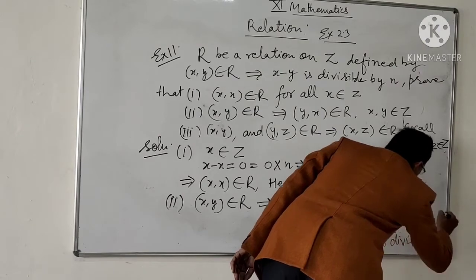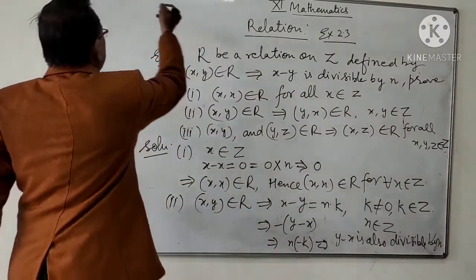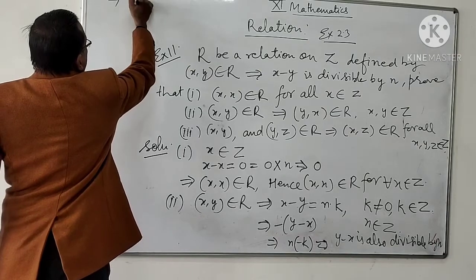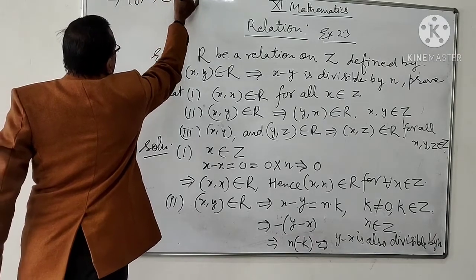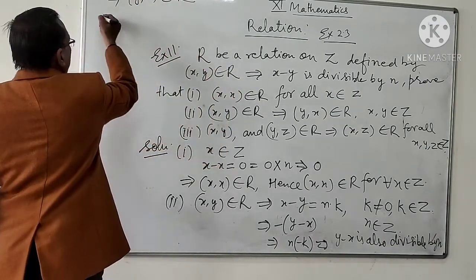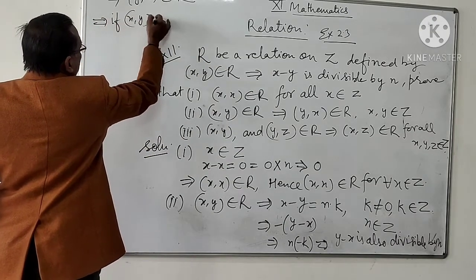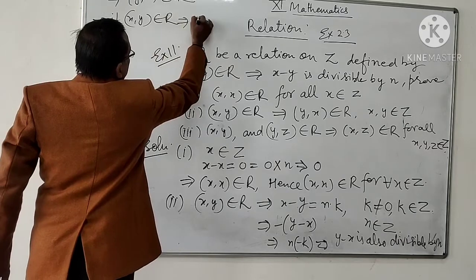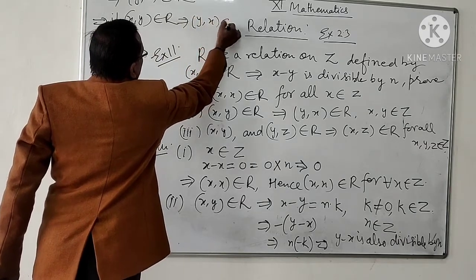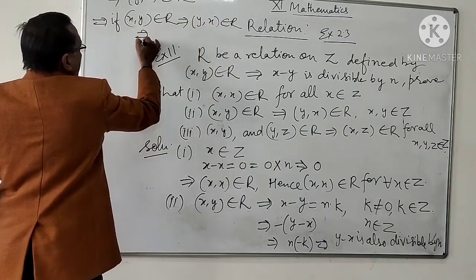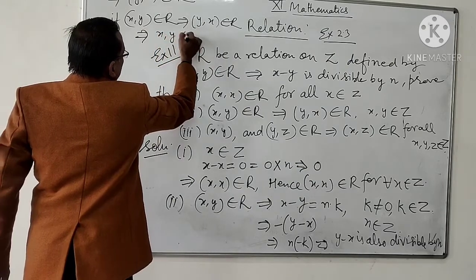Hence, (y, x) belongs to R. Therefore, if (x, y) belongs to R, this implies that (y, x) also belongs to R for every x and y belongs to Z.